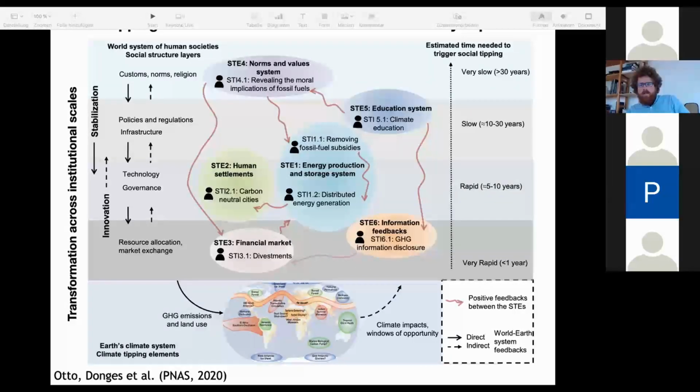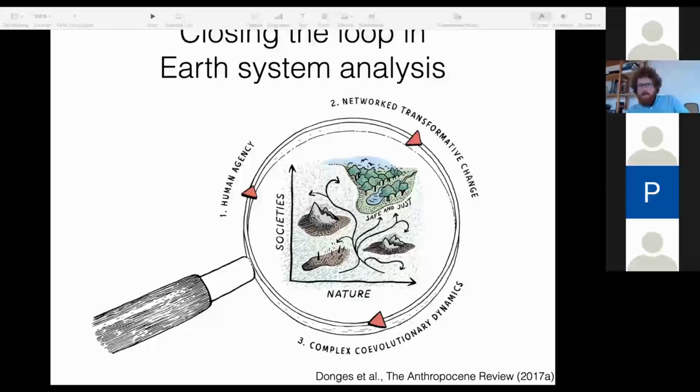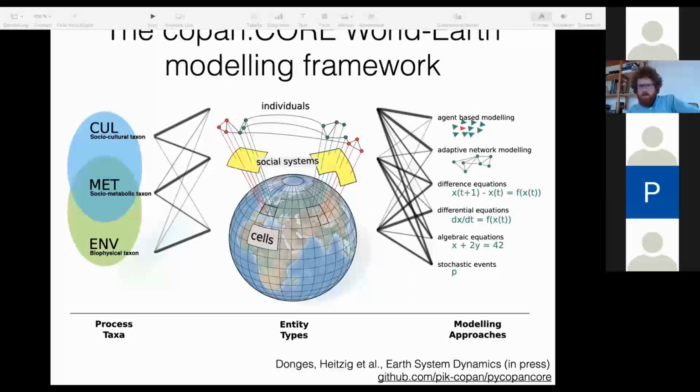And now this is kind of the wrap up. A lot of my work over the past years is about trying to close the loop in Earth system analysis, bringing together these societal dynamics like social tipping points and nonlinear Earth system dynamics like climate tipping points. We've built this Copan Core modeling framework, which is now in press in the journal Earth System Dynamics, to facilitate these types of modeling studies.